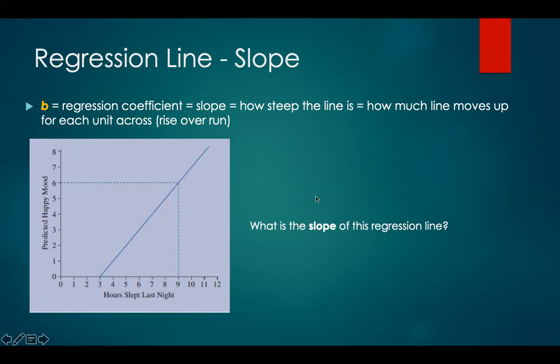Now, what is the slope of this regression line? So if we look here, remember the formula for slope is rise divided by run. So 6 divided by 9 is 0.66. So that is what b is equal to.